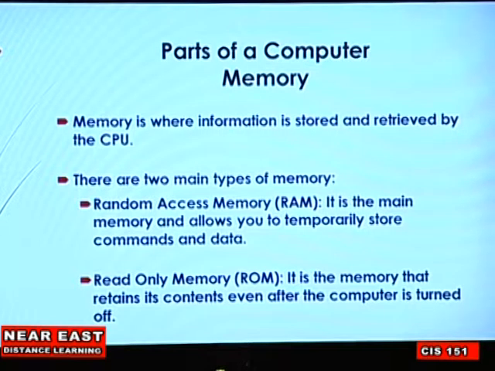One of the important parts of the computer is memory. Memory is where your information is stored and retrieved by the CPU. There are two main types of memory. We have RAM, random access memory, and the second one is ROM, read-only memory. The first type is RAM. It's the main memory, and it allows you to temporarily store and command your data.